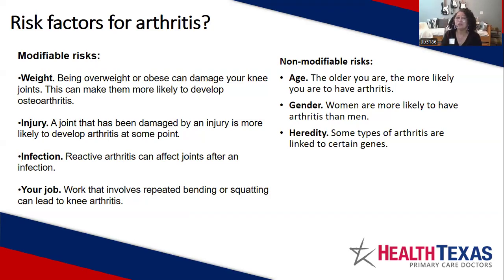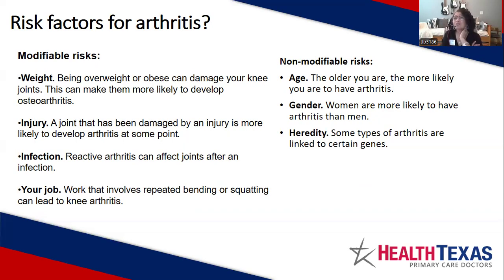Injury. A joint that has been damaged by an injury is more likely to develop arthritis than other joints. Infection. Reactive arthritis can affect joints after an infection. For example, if you had cellulitis of the knee, that then puts you at a greater risk for developing arthritis in that area. The work you do. Work that involves repeat bending or squatting can lead to knee arthritis.